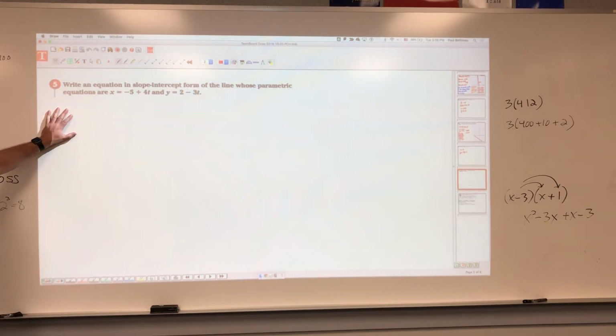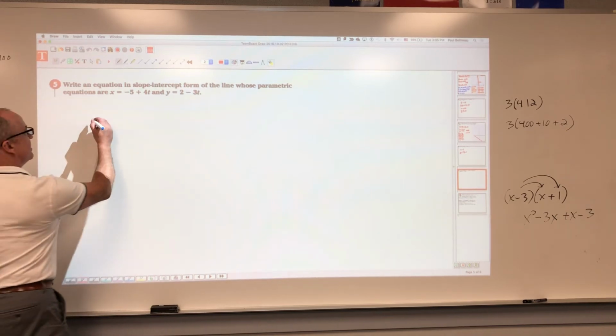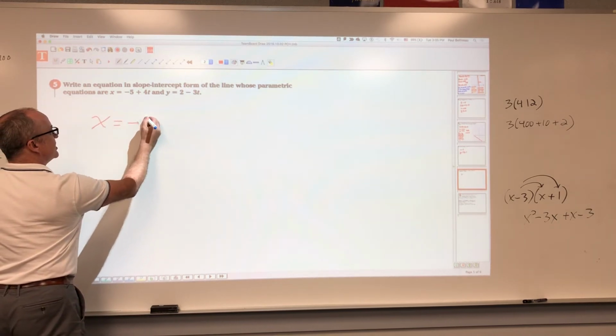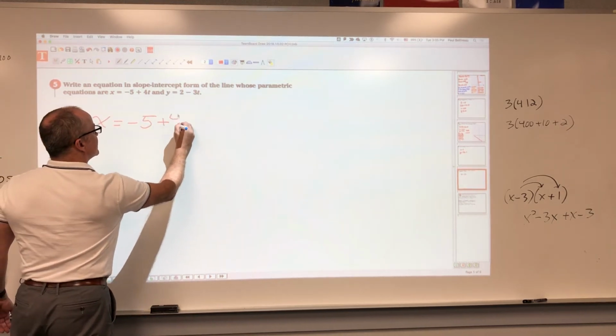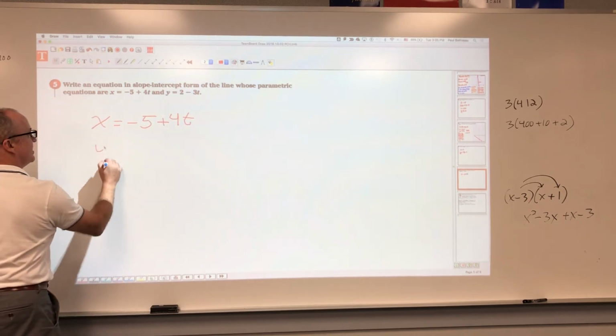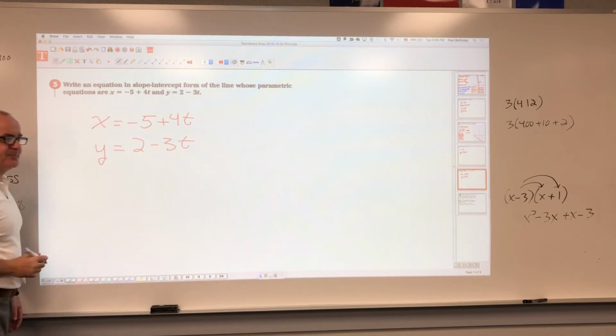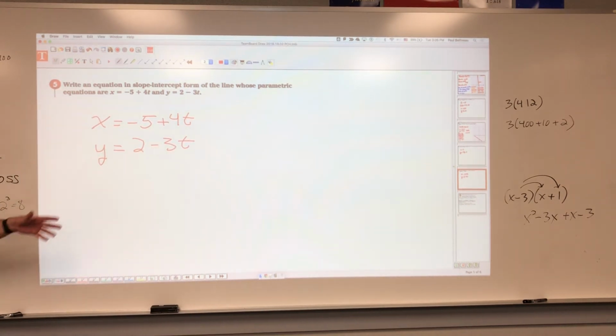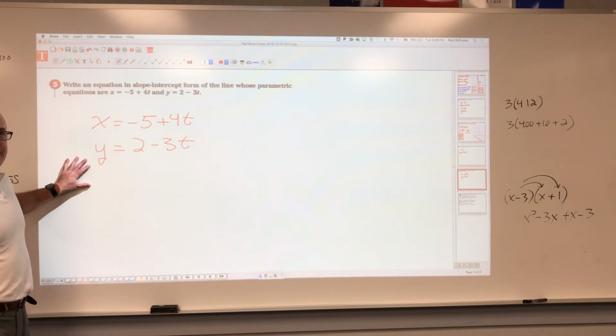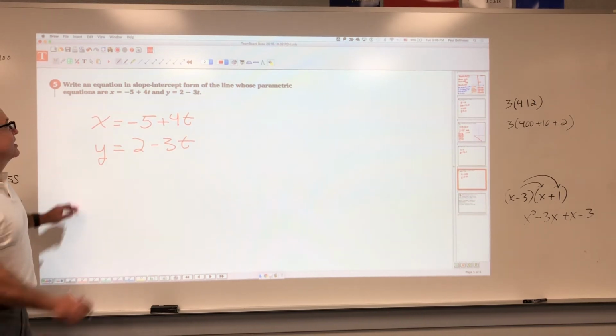This is slightly more difficult, and it's similar to what some of you guys were saying. Spencer, you had an idea like this. Write an equation in slope-intercept form of the line whose parametric equations are x equals -5 plus 4t and y equals 2 minus 3t. Okay. All right, this is slightly more annoying. Conceptually, it's not much harder than the other thing we did.